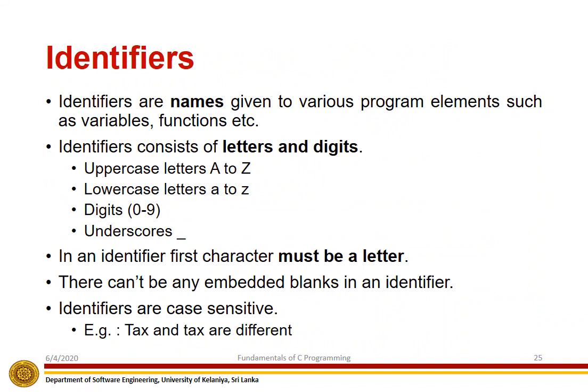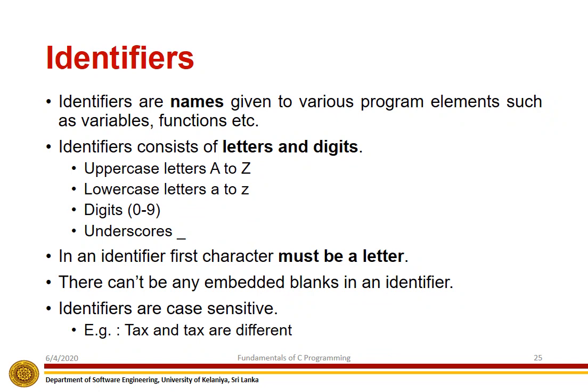Identifiers are names given to various program elements such as variables, functions, etc. Identifiers consist of letters and digits: uppercase letters A to Z, lowercase letters a to z, digits 0 to 9 and underscores. In an identifier, the first character must be a letter. It cannot be a digit. And there cannot be any embedded blanks in identifiers. You can use underscores instead of blanks.